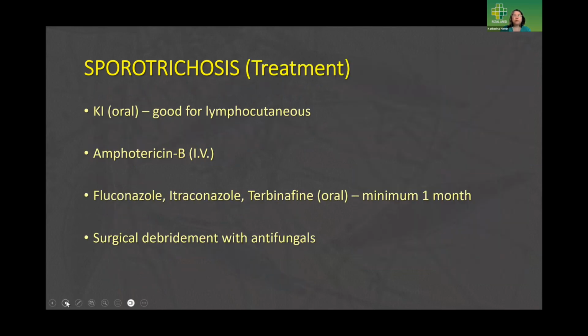Treatment of sporotrichosis can be oral potassium iodide, which is good for the lymphocutaneous type. You may also give fluconazole, itraconazole, and terbinafine. Amphotericin B is reserved for the more serious infections. Surgical debridement with your antifungals produces faster and better results.